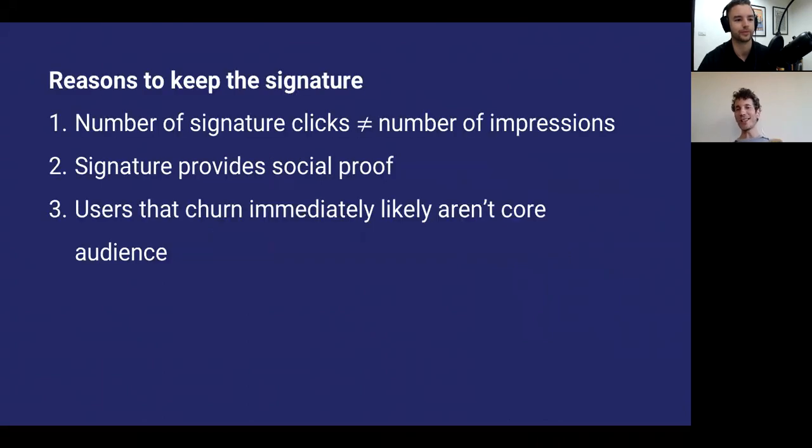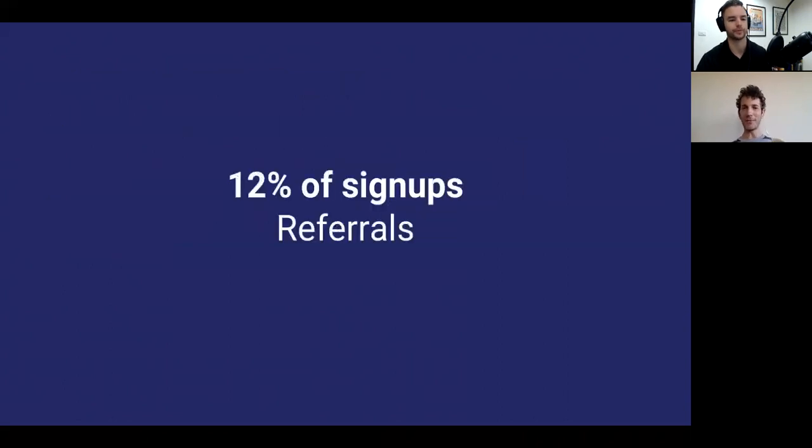Now, the interesting thing is in a lot of cases, we actually still have the signature. And part of the reason why we kept it was we were like, it has some good impact. Perhaps the number of clicks is not equal to the number of impressions. So we still get to spread the bread a little bit. The signature does provide some social proof. And then lastly, we felt, hey, folks that churn probably aren't our core audience anyhow if they're that sensitive about it. So deal with it. So perfect. That was how we thought about it.